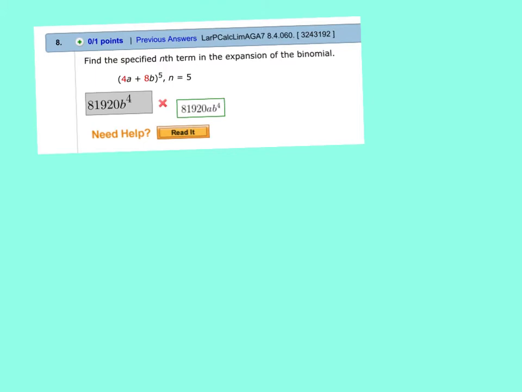Okay, then Christina, this is you. So the nth term, if n is 5, that means the fifth term. Remember, it's 1 less than its name, so r would be 4. Oh, you just forgot your a, Christina. Okay, that's it. The rest is right.